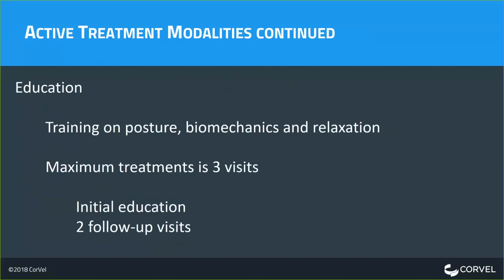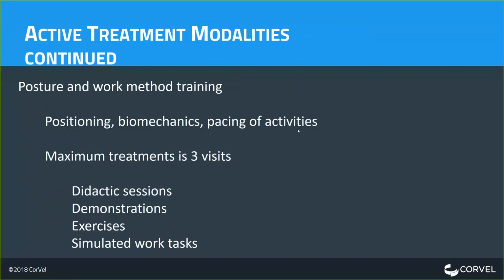There's also some treatment parameters regarding education. There's training for posture, biomechanics, and relaxation. There's a maximum treatment of 3 visits and some follow-up visits, 2 follow-up visits. For active treatment continued, there's posture and work method training. The rules also indicate that they are allowed 3 visits.